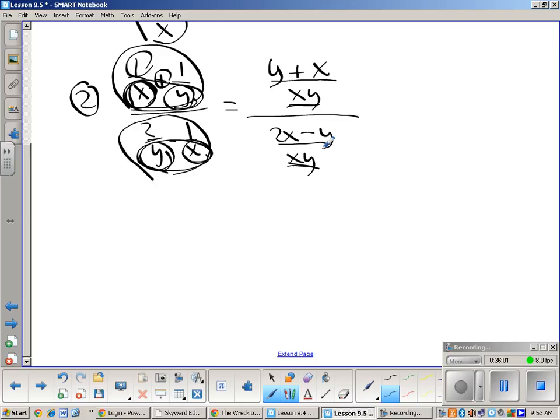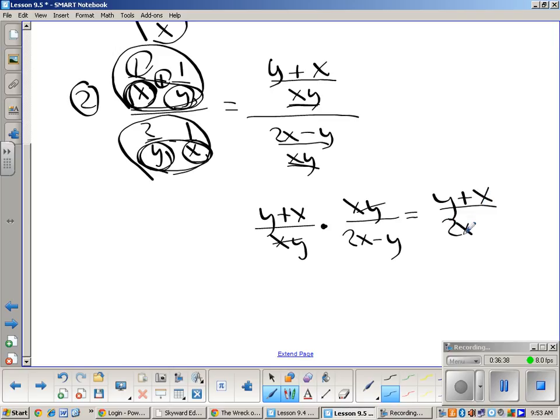Now we can apply the rule, keep, change, flip. So we keep the first fraction, change divide to times, and flip the second one. Oops, that's 2x minus y, not 2y. 2x minus y. Okay? What happens now? Cancel xy. The xy's do cancel, good. And so I'm left with y plus x over 2x minus y. Okay?